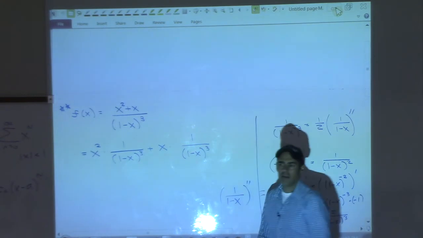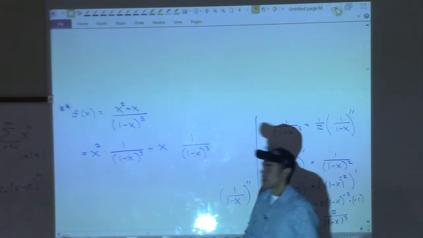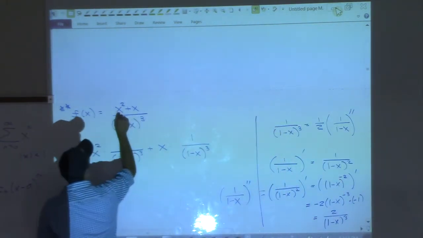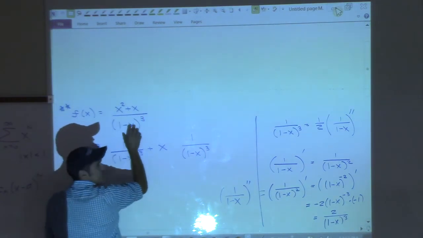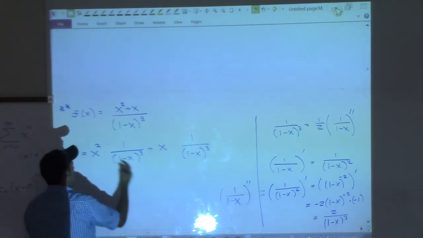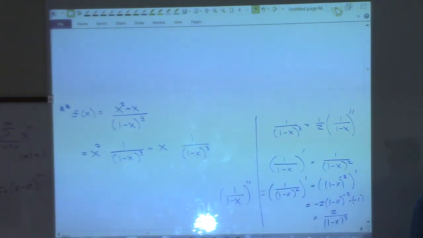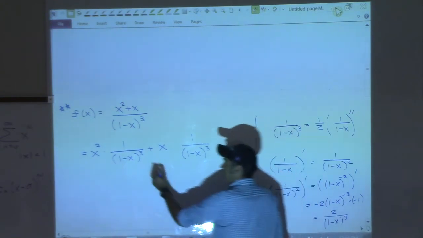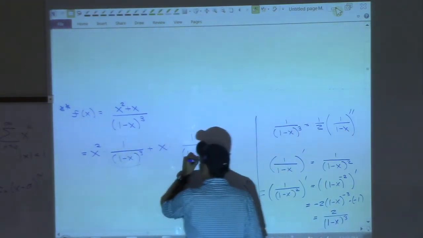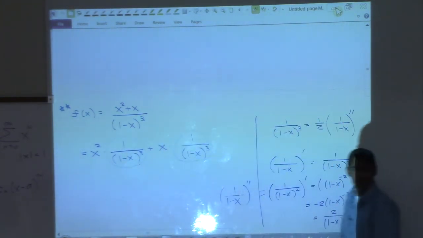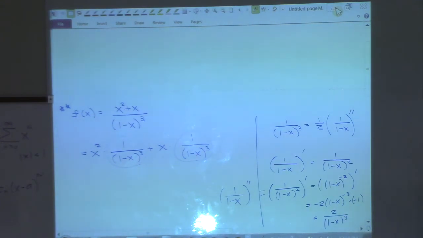Do you agree with that? Okay, so I have this. I can put this over this plus this over that. So separate it into 2, and then pop the x squared and the x's out. Yes? All right, now we need to figure out how we can rewrite this as a power series, right? If we can get those to be power series, we'll be in business.